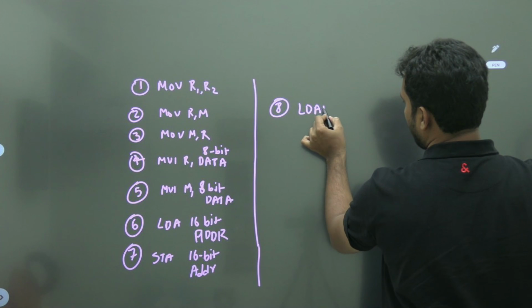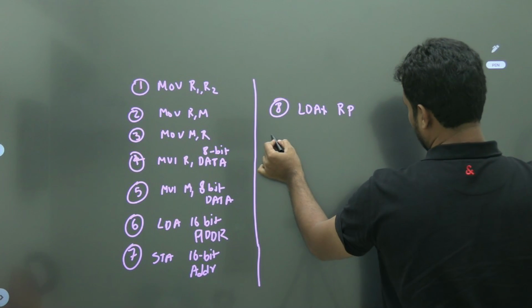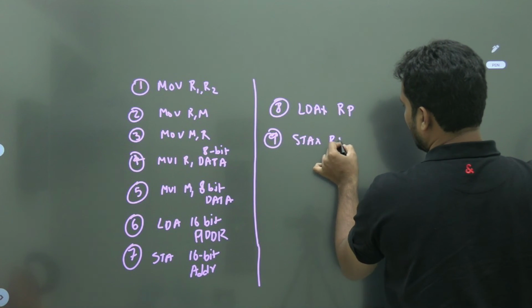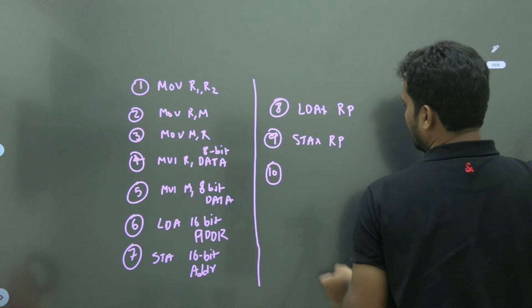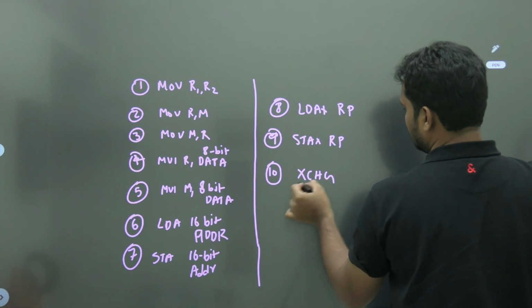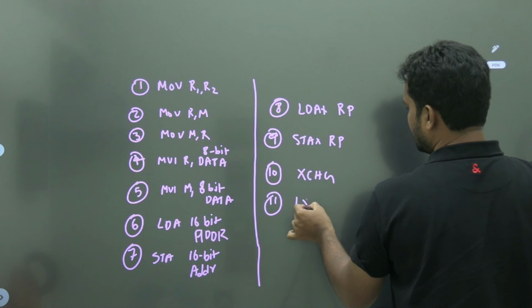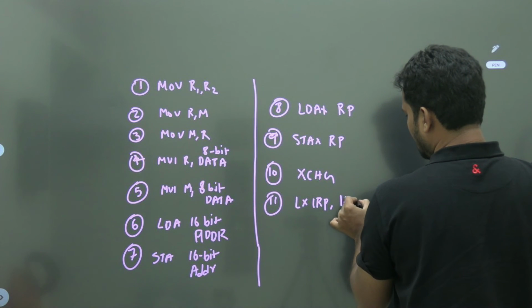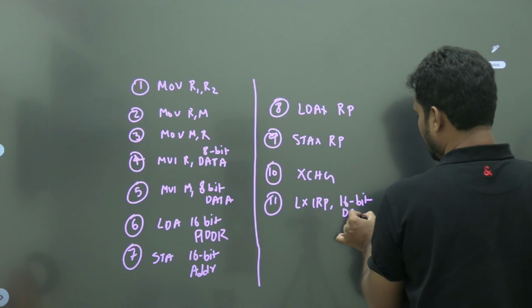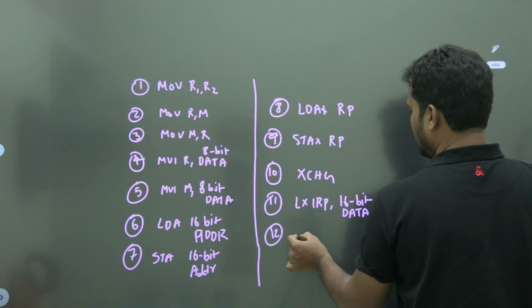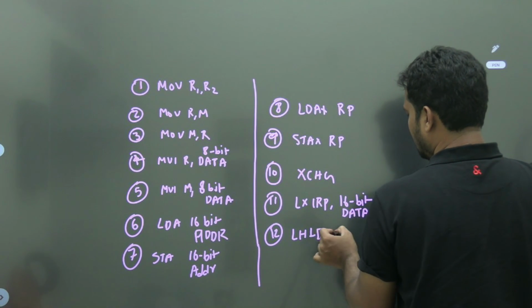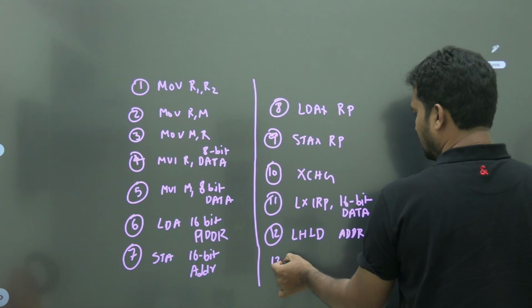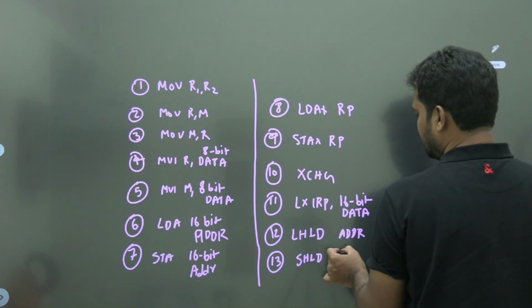Next, LDAX RP. STAX RP. XCHG, exchange. LXI RP, 16 bit data, here 2 bytes. LHLD, address. Lastly SHLD address.